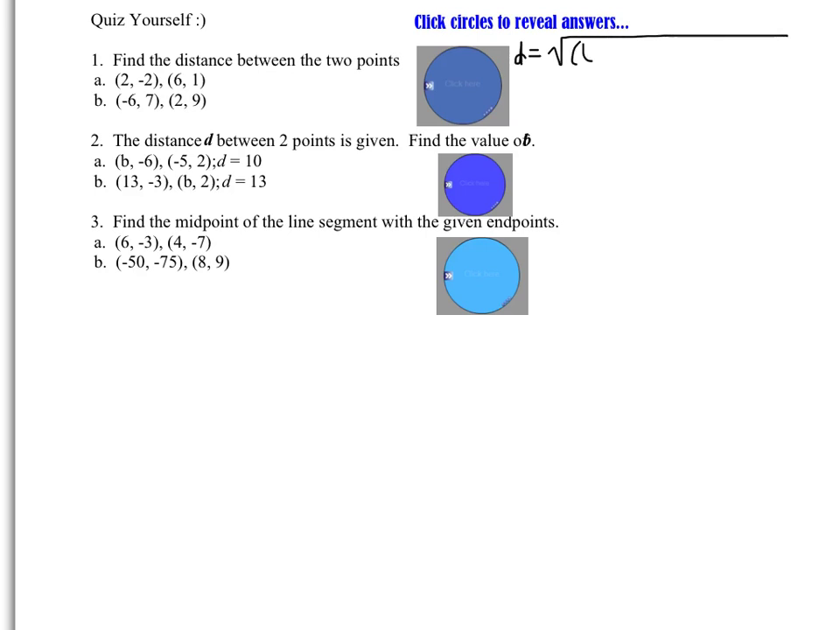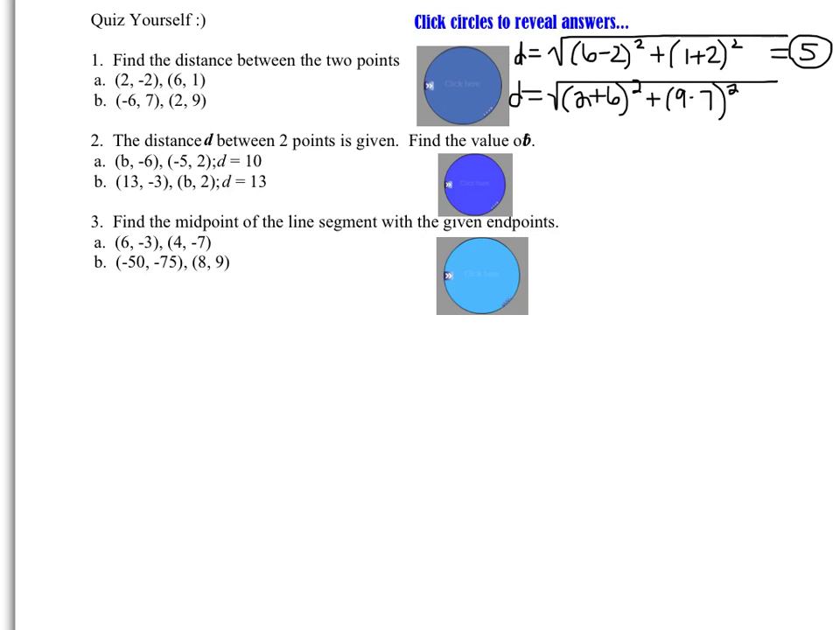So the distance formula would be 6 minus 2 squared plus 1 plus 2 squared. And if you do all the work properly with that, you should get an answer of 5. Part B, same thing, distance formula. It's going to be 2 plus 6 squared plus 9 minus 7 squared. If you do all your math right with that and simplify your radical, you should get 2 root 17.